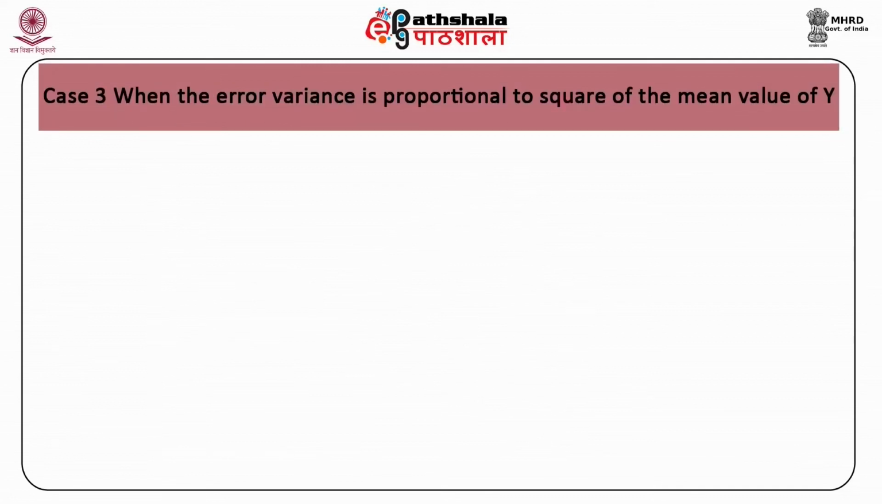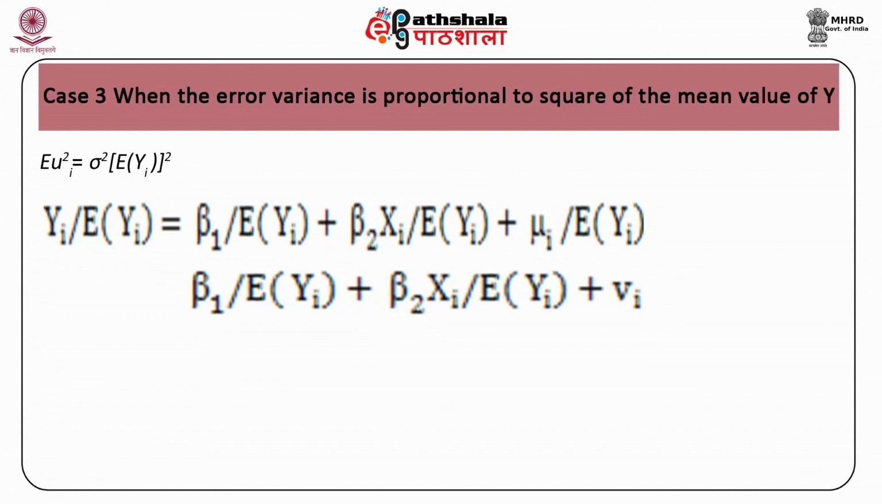According to this assumption, the error variance is proportional to the square of the mean value of y. Now we transform the original regression model and we get the variance, which is a constant. We can now show that the error variance vi is homoscedastic.